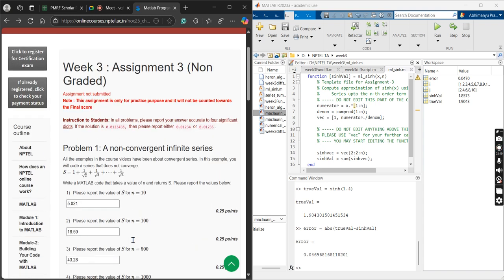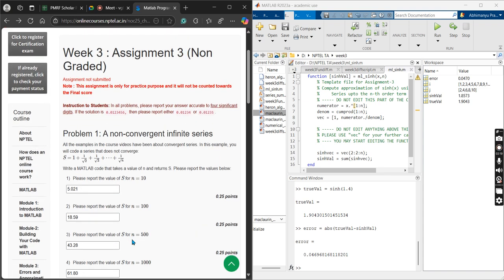Fine. So this is the graded assignment, non-graded assignment 3. Yeah, so I think we have already exceeded the time limit. Does anyone have any doubt in any of these questions or problems that we have discussed? So you can ask, otherwise we can close this interactive session.